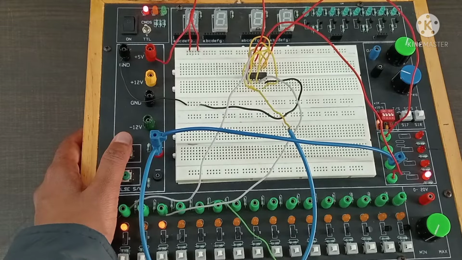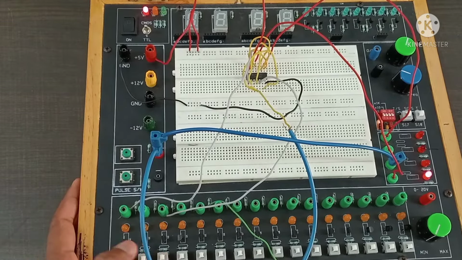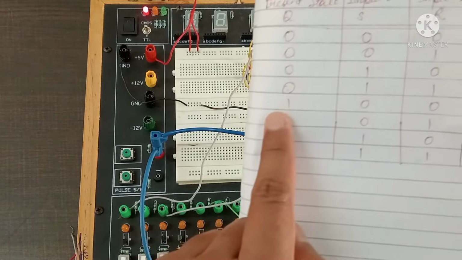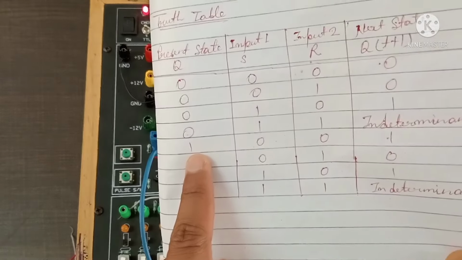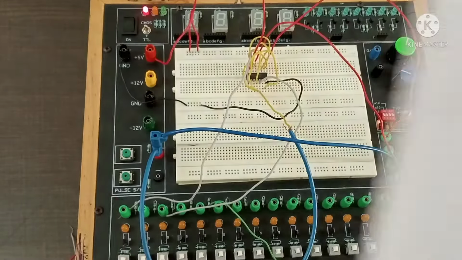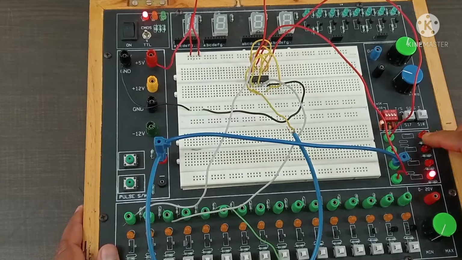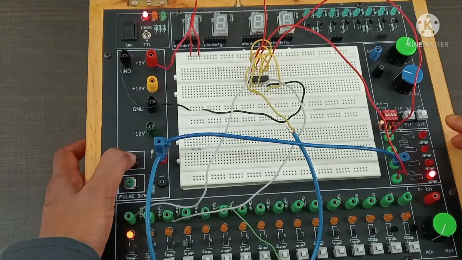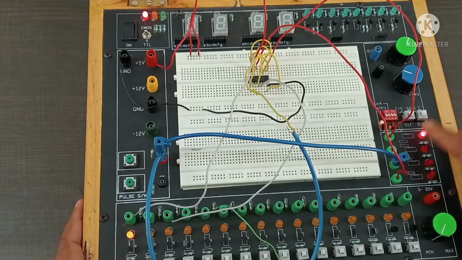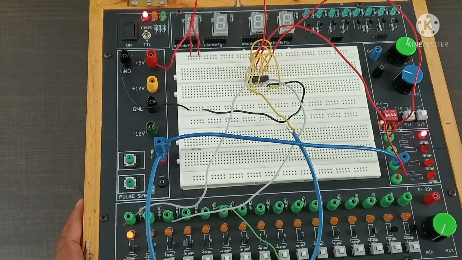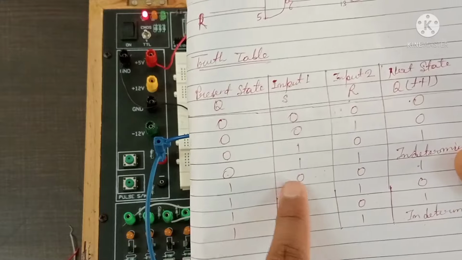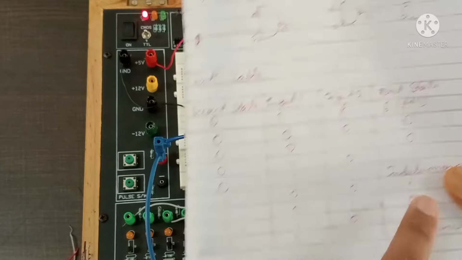Next, when both are 0 0, we should start with the present state 1. So we have to bring this to 1. Now I brought this to 1, so the present state is 1. From here you have to see that when the present state is 1 and the input is 0 0, the output should remain 1.